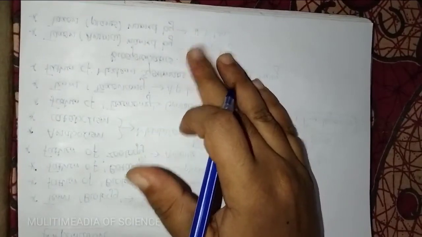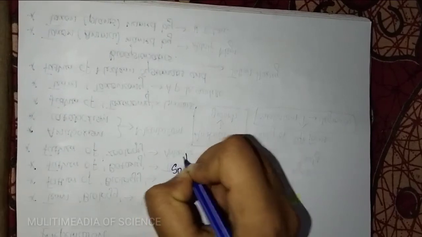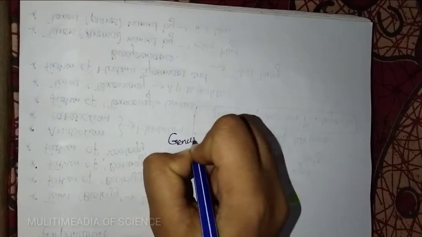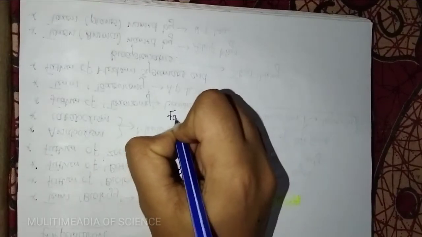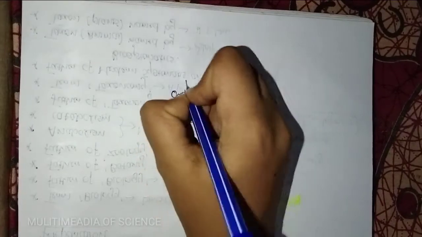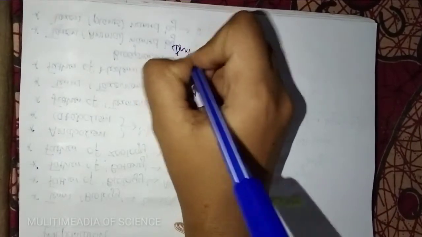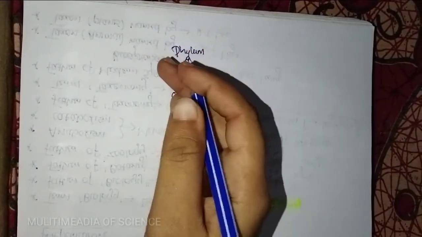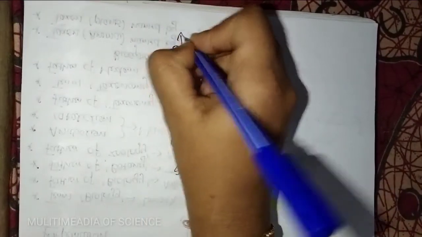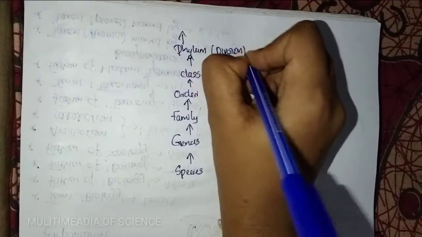Next is about the taxonomical hierarchy. While writing this taxonomical hierarchy, starting from species name, then genus name, then family, order, class, phylum. In animals it is called phylum. Then next one, in plants it is called division. Then kingdom.